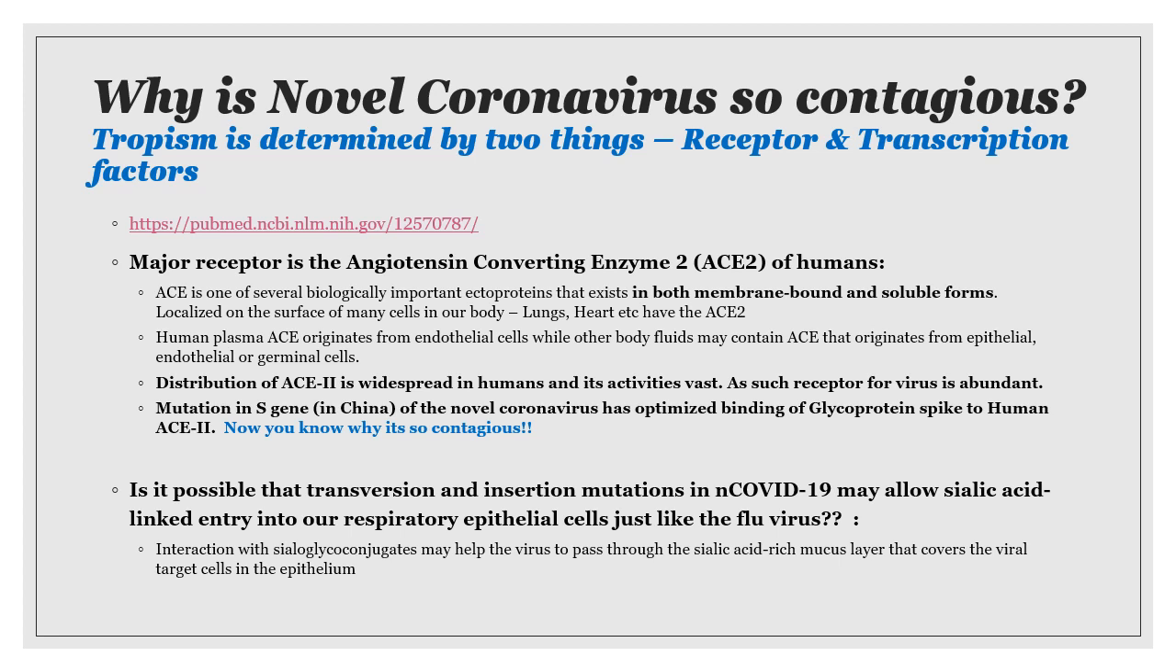For this coronavirus, the major receptor is the human angiotensin converting enzyme 2. And you would wonder, where is that found in the human body? It is in your respiratory tract. It's in the trachea, in the bronchi. It's in the lungs. It's actually found bound on our epithelial linings. So it is widely distributed in humans and has a lot of activities. Sadly, the mutation in the novel virus, in the S gene, optimizes it to bind tenaciously to the human ACE2 receptor. Now you know why this virus is contagious, and you also can deduce where it can infect.